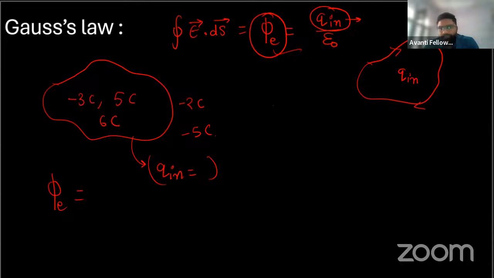Yeah, very good. Flux is 8 by epsilon naught and charge enclosed is 8. What about you, JNV Ramnagar students? You have opened the camera, na?